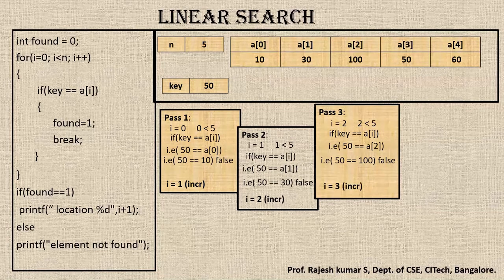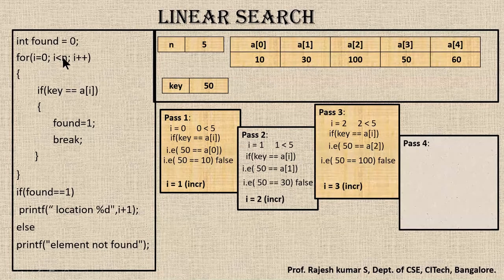i will become 3. In the fourth pass, when the i value is 3, I'll check the condition 3 less than 5. Yes, the condition is true. Again, it will enter into the for loop. Key equals to e of 3. Now we know what is the value stored at the location e of 3. 50 is stored. I'll be comparing 50 equals to 50.